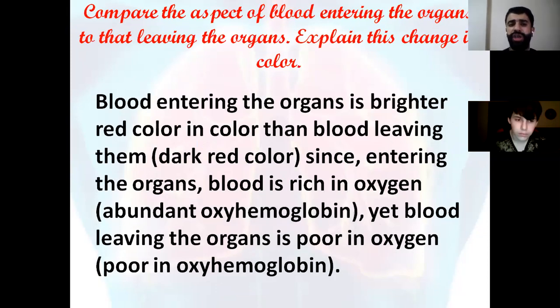Aspect of the blood entering the organs compared to that leaving the organs. Blood entering the organs is brighter red in color than the blood leaving. The leaving blood is dark red. Why? Because entering the organs, blood is rich in oxygen gas, with abundant oxyhemoglobin, while the blood leaving the organs is poor in oxygen, poor in oxyhemoglobin.